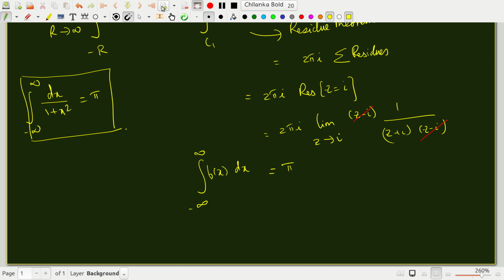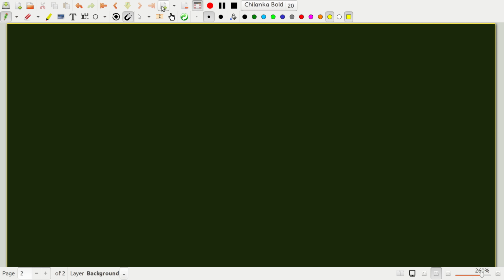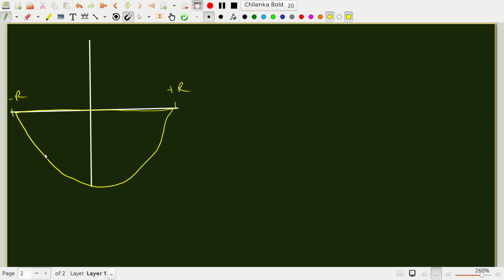Suppose you might ask the question, all this is fine, but what if you choose the other contour? So let's quickly show what happens if you choose the contour such that this is minus R, this is plus R, and now I'm going clockwise. This is a semicircle. Sorry about the quality of the drawing. This is a contour C2. This is importantly a clockwise contour. It goes clockwise, unlike the previous one which goes anti-clockwise.